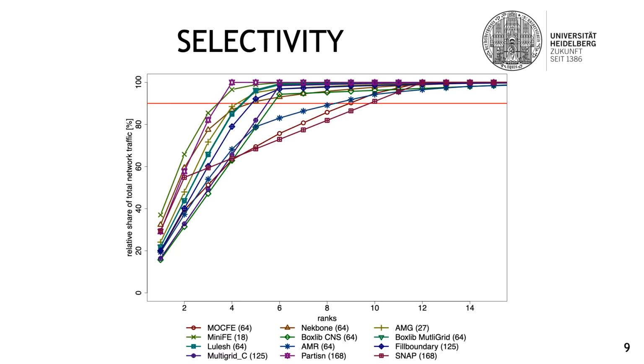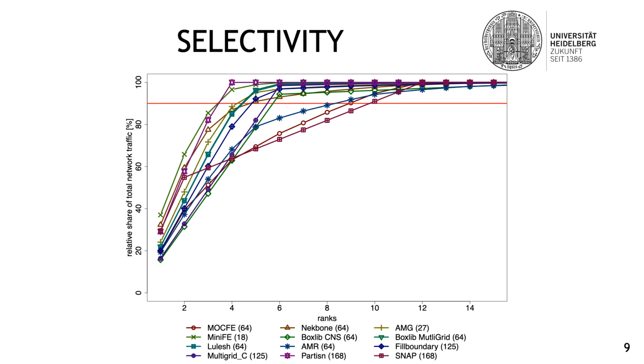For a better illustration of this metric, this plot shows the trend for multiple applications. The x-axis depicts the number of communication partners, and the y-axis the relative share of the total communication volume for one particular rank. The red line at the top of the plot marks the traffic volume of 90%, and the intersection of each curve with the red line depicts the selectivity of each application.